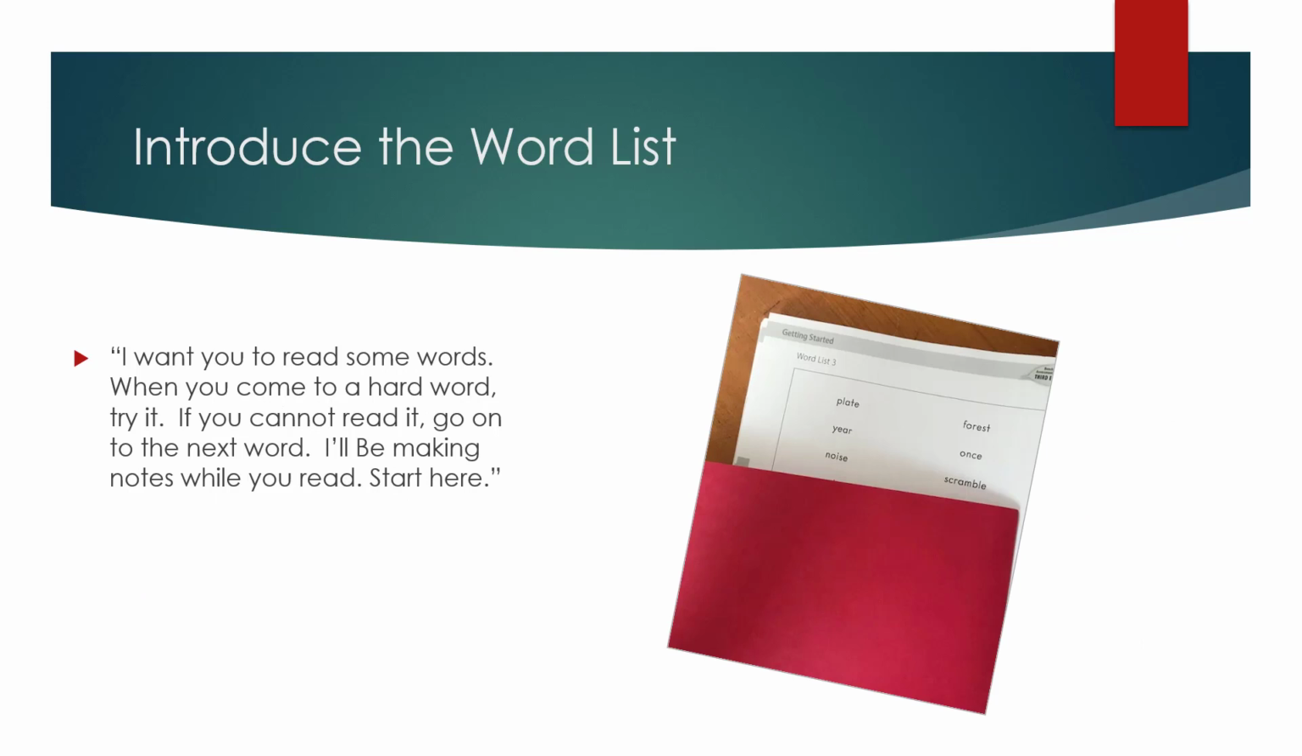Introduce the word list to the student by using the script provided. Place a card under the first word in the appropriate word list. Have the child move the card down the list as they read. If the student spends too much time on a word, more than 5 seconds, say, "Read the next one."